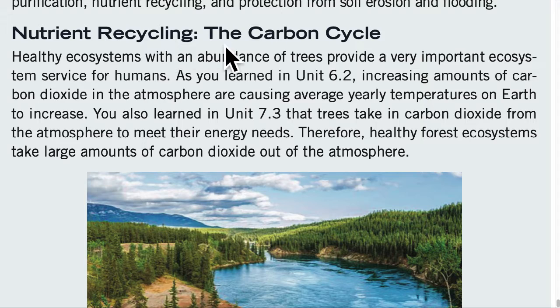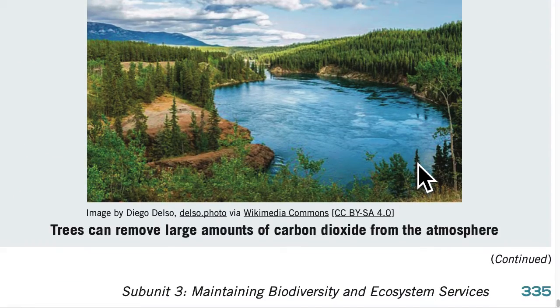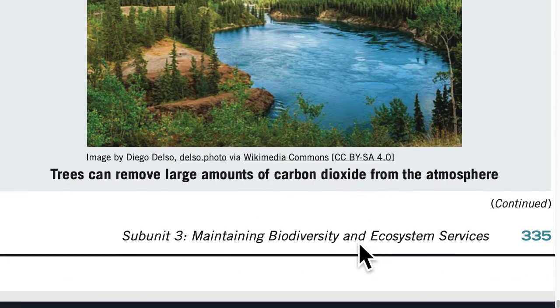Nutrient recycling, the carbon cycle. Healthy ecosystems with an abundance of trees provide a very important ecosystem service for humans. As you learned in Unit 6.2, increasing amounts of carbon dioxide in the atmosphere are causing average yearly temperatures on Earth to increase. You also learned in Unit 7.3 that trees take in carbon dioxide from the atmosphere to meet their energy needs. Therefore, healthy forest ecosystems take large amounts of carbon dioxide out of the atmosphere. Trees can remove large amounts of carbon dioxide from the atmosphere.